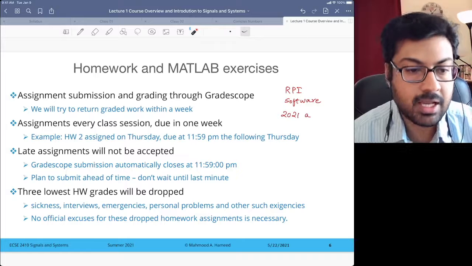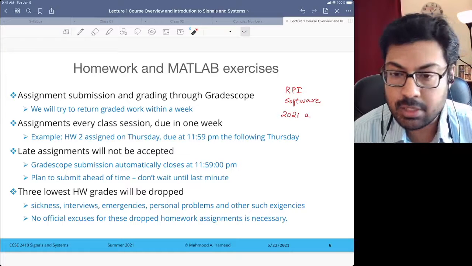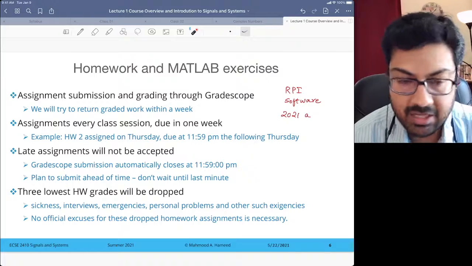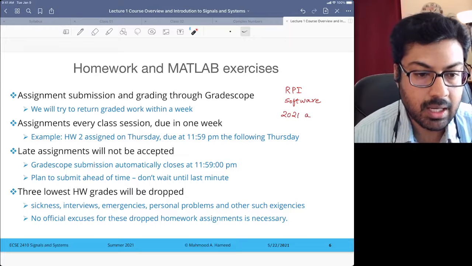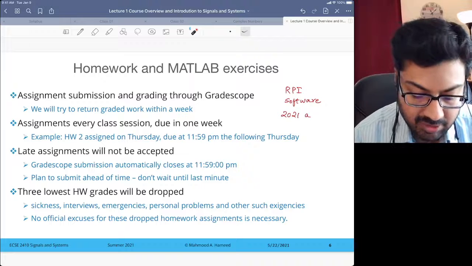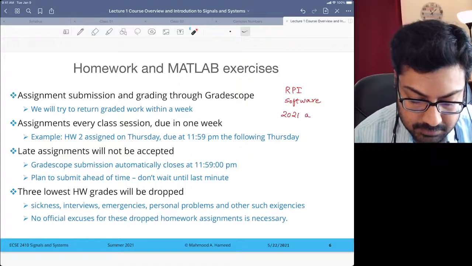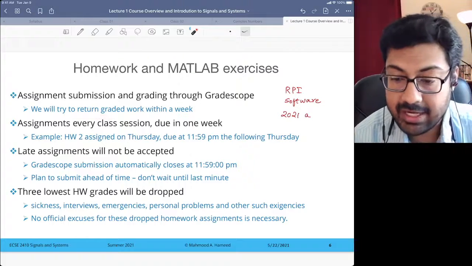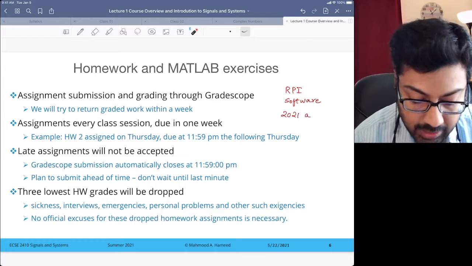You can take a look at it, and if you see any sort of discrepancy, you can do some regrade requests for homework. But the time for that is 2 days after the graded work has been given back. But we are going to try our best to return the graded work within a week.